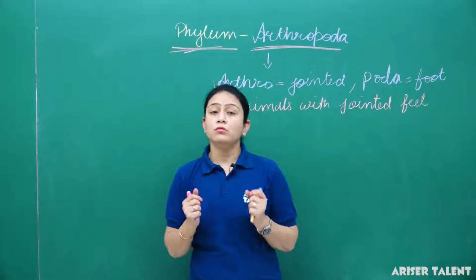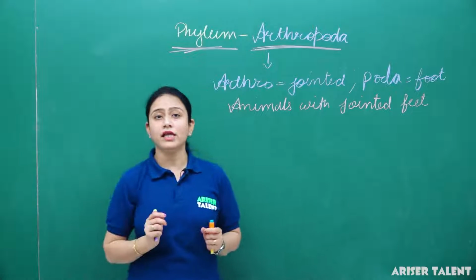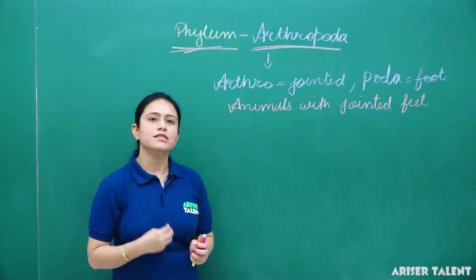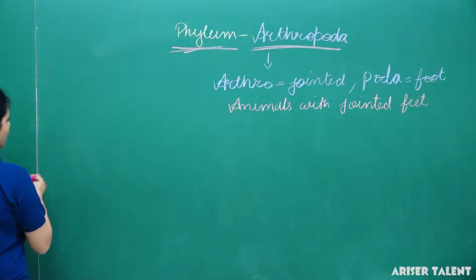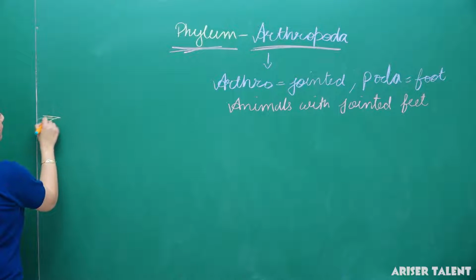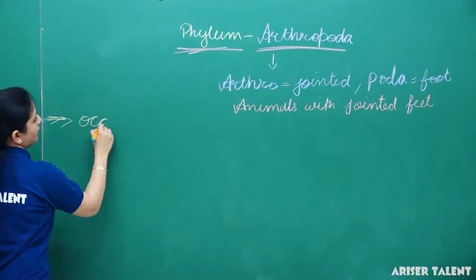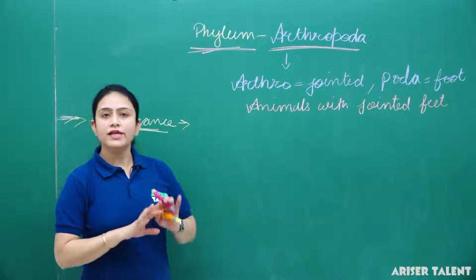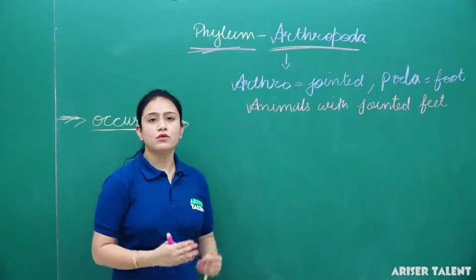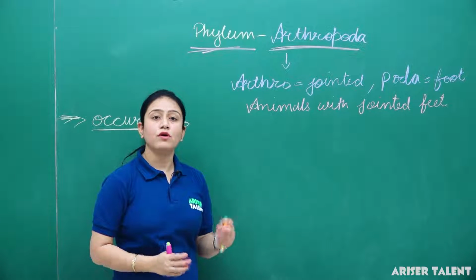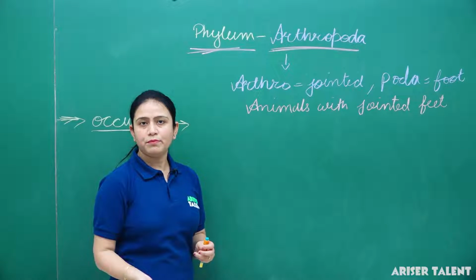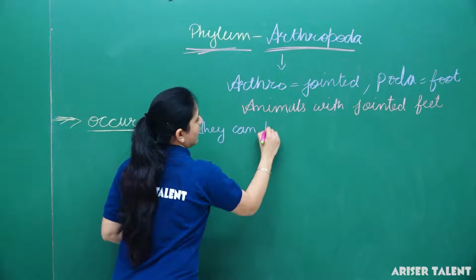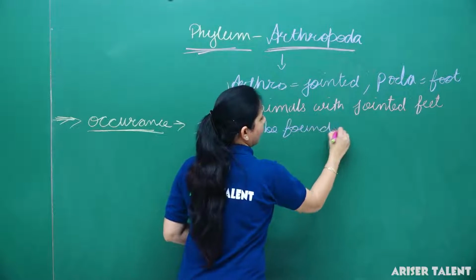Now if we talk about the body structure of these animals, their body is divided into two regions, cephalothorax and abdomen. First of all, we will talk about their occurrence. They are found everywhere. Everywhere means they can be found on land, in water, on or in animals or in plants as parasites.